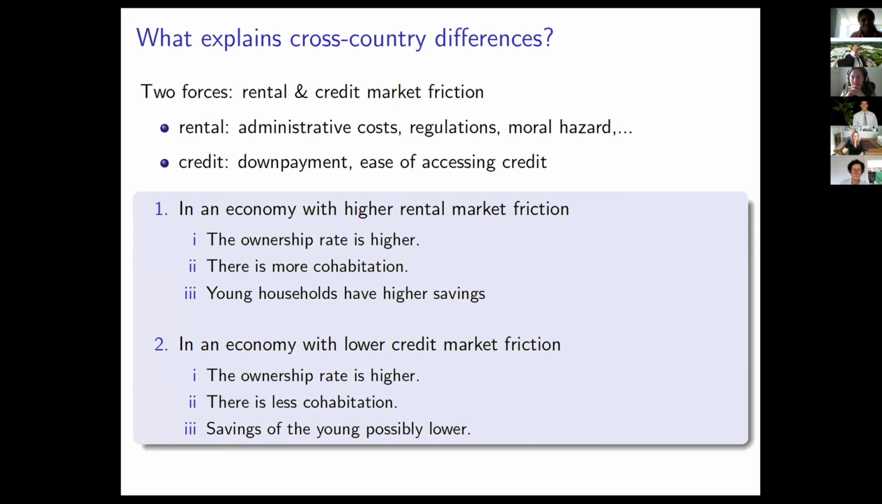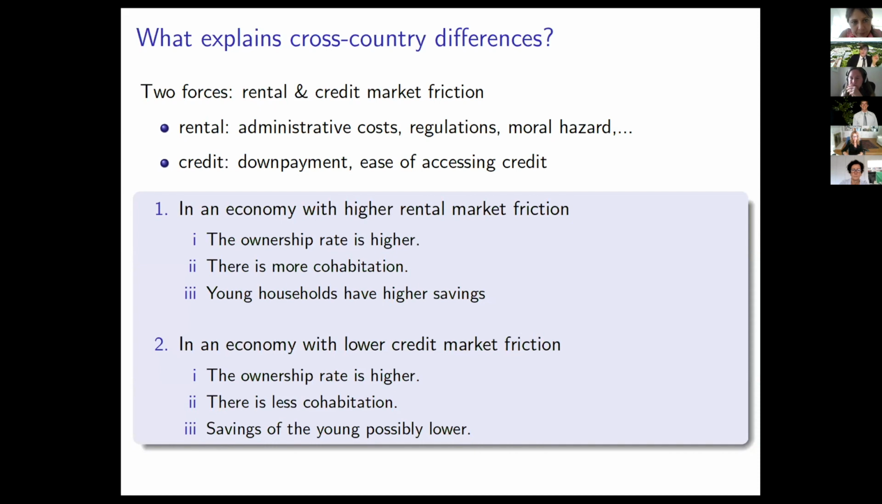Perfect. When formal rental markets have higher frictions, there's more benefits to living with parents. So higher rental frictions give you higher ownership, but also more cohabitation. Third, we showed that the savings of the young are going to be higher in such an economy. This last result is mostly driven by those young agents that still prefer to be independent, so they don't cohabit with parents, but now they're more likely to choose to be owners and have to save for the down payment.